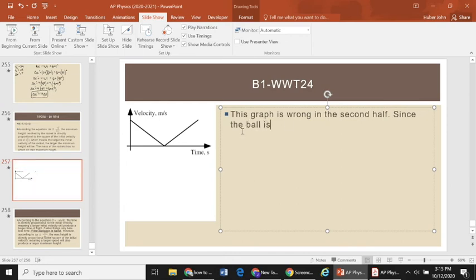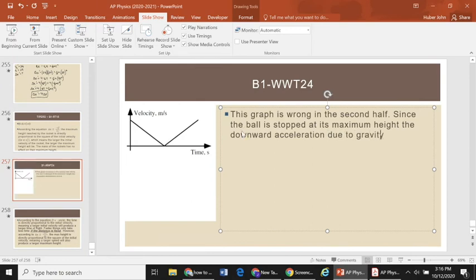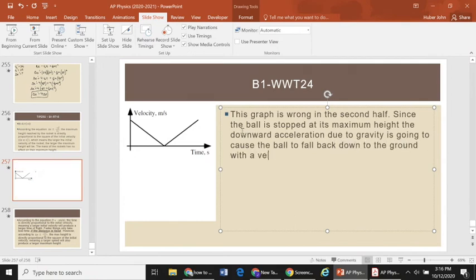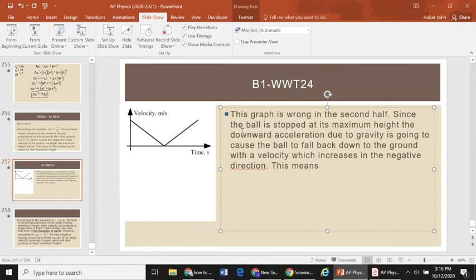Since the ball is stopped at its maximum height, the downward acceleration due to gravity is going to cause the ball to fall back down to the ground with a velocity which increases in the negative direction. This means the whole second half of the graph should be below the x-axis.